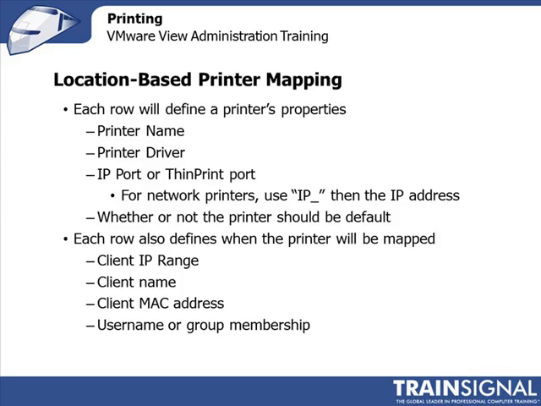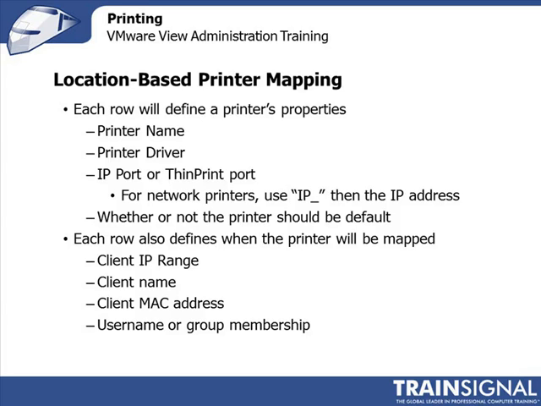In addition to the printer properties, each row will contain a set of criteria that we can use to determine which printers will be mapped based on these criteria. The first of which is our main one for location-based printing, the client IP address. In this field, we can define a subnet or an entire range of IP addresses. In our scenario, we can define each floor or area of each floor to have a certain subnet.